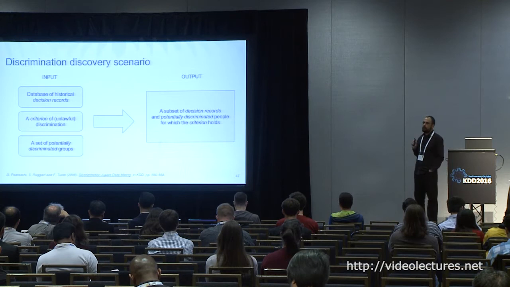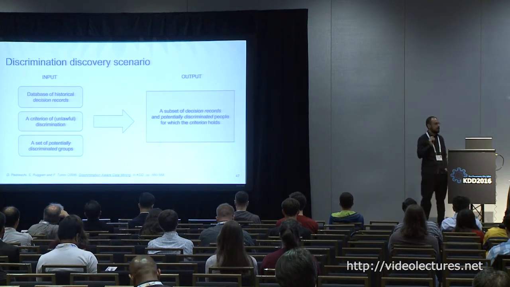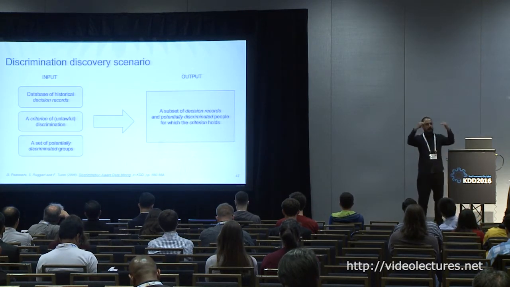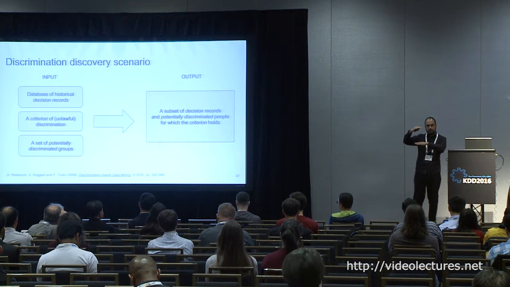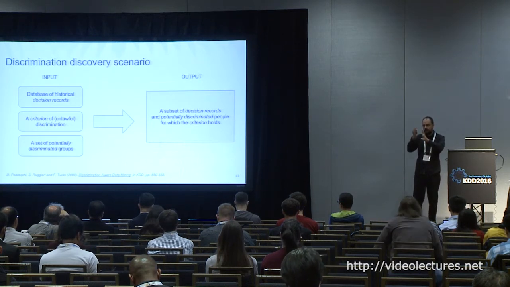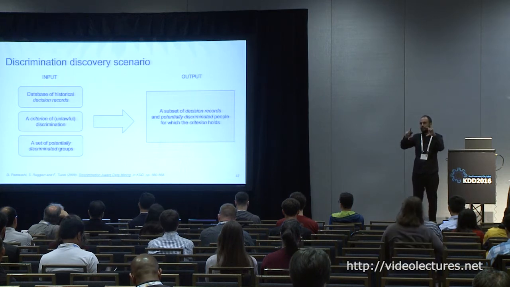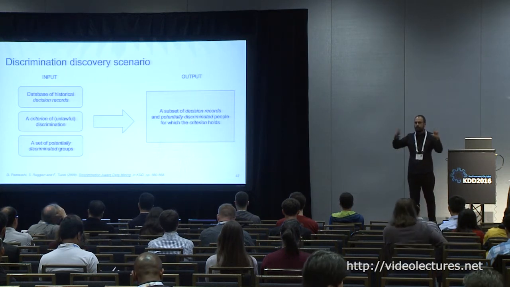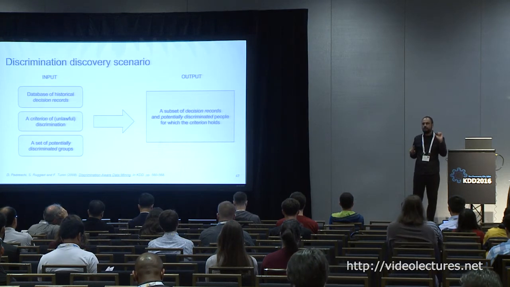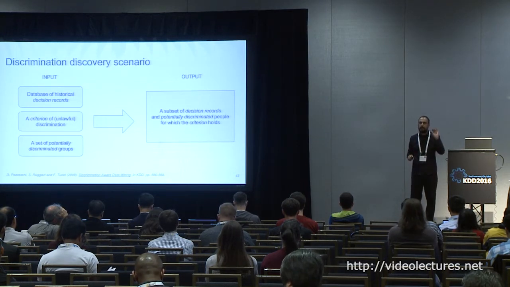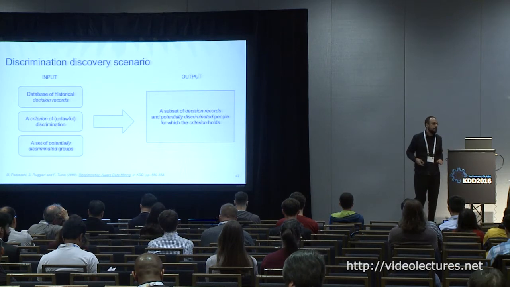And the output you're supposed to generate in this discrimination discovery is a subset of rows, and these rows should correspond to a certain number of decisions that affect a specific group or a set of groups. So your output should be these rows, and then some extra information saying I'm selecting these rows because these rows correspond to people of Hispanic origin that got a lower salary.